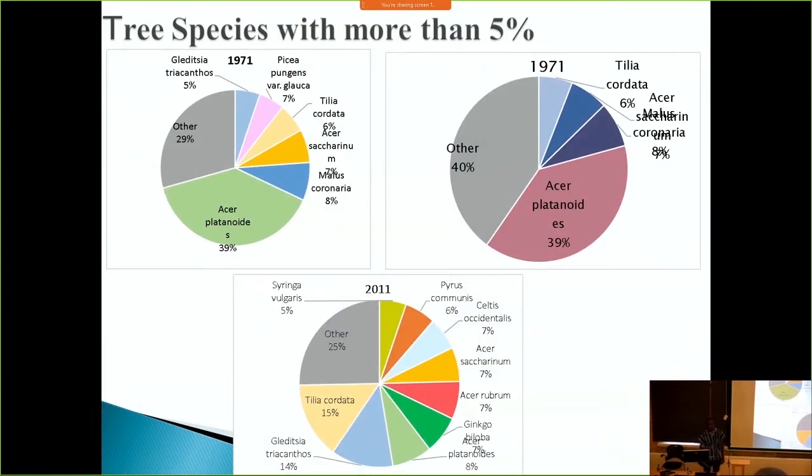So with respect to the 1971 areas, we realized that species like the Norway maple had 39% composition, which is way, way above the 5% threshold. Species like Colorado blue spruce, honey locust, silver maple, and others were also above the 5% threshold. A similar result was also identified in the 1991 and the 2011 subdivisions.